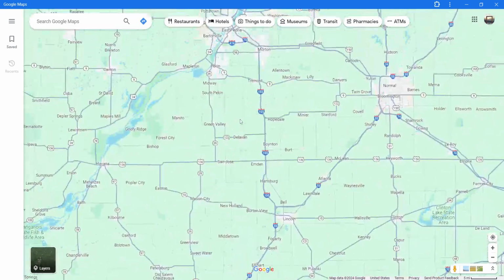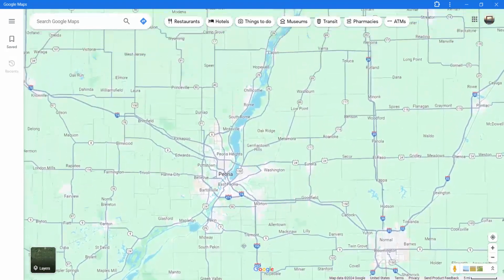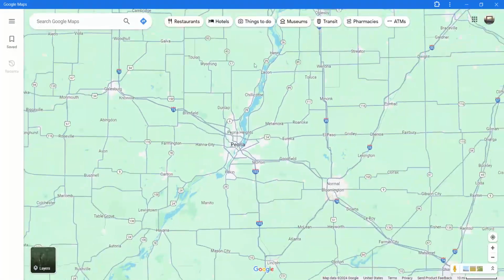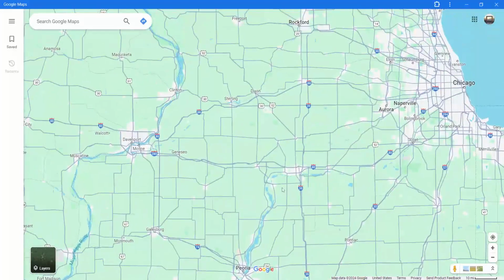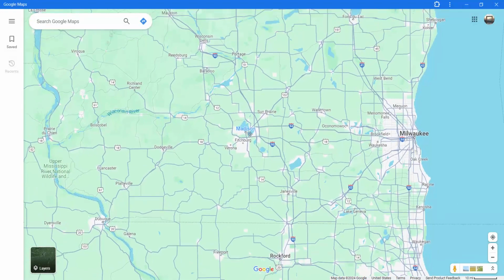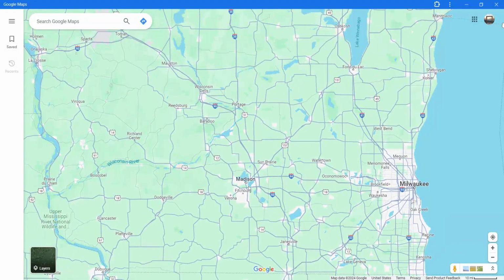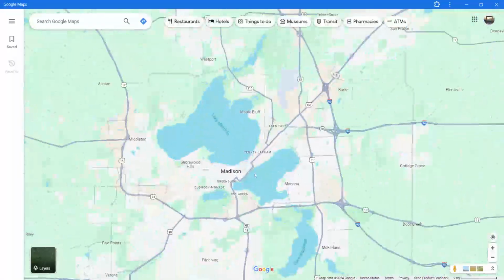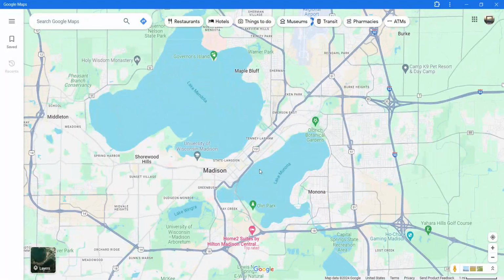Moving directly north, we go up through the northern portion of Illinois to the state of Wisconsin, and we find its capital in the city of Madison. Madison is the capital of Wisconsin.